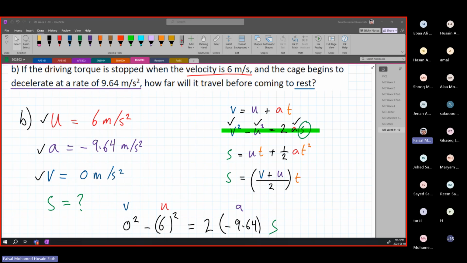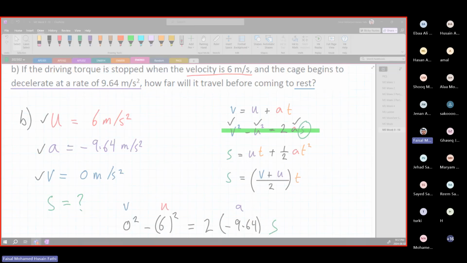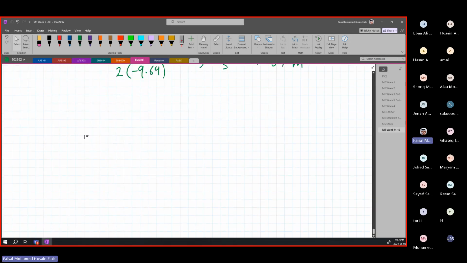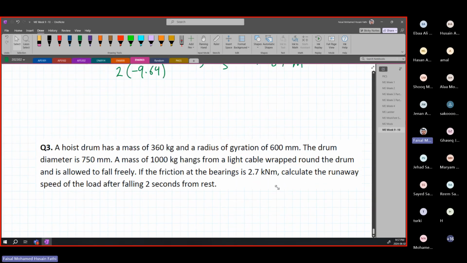Let's do one final question, which is in the case of the deceleration or free falling, actually. All right. So let's look at this question. I'm going to try to go through it very quickly as time is running out.